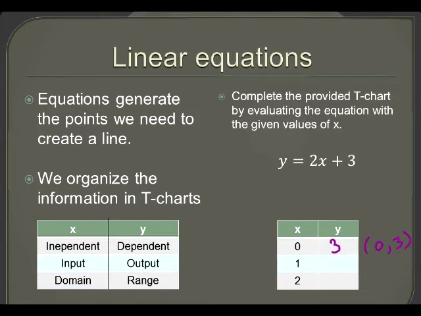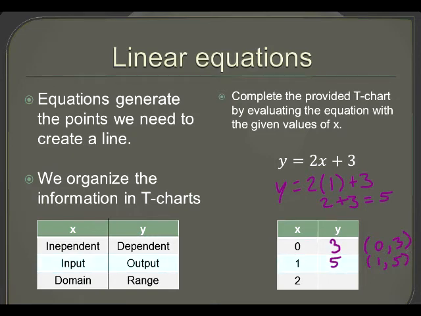Now we'll plug in the value of 1. So this is going to be y equals 2 times the input of 1 plus 3. Little multiplication here, you get 2 times 1 is 2, plus 3 gives you y value of 5. So, our output, or our dependent variable, is 5. That would be another point ready to plot, 1 comma 5.